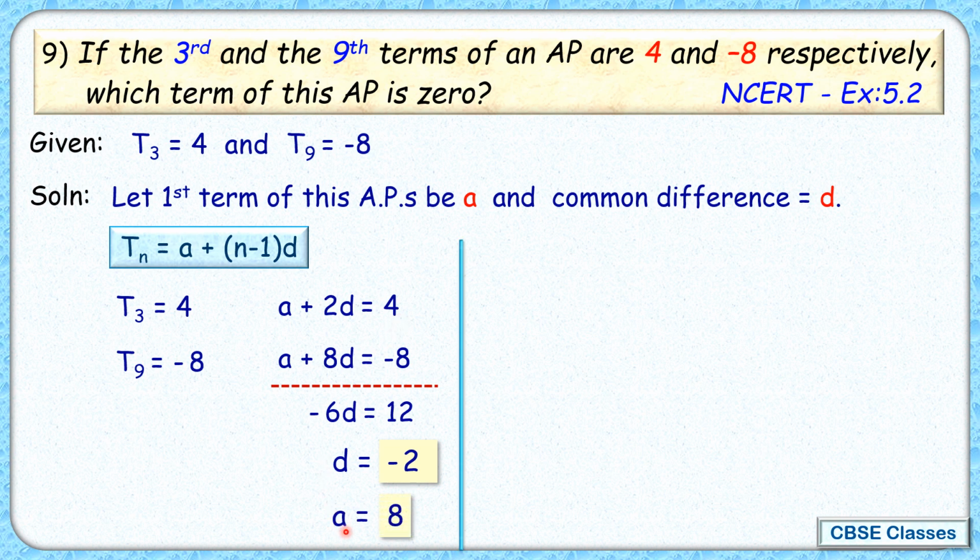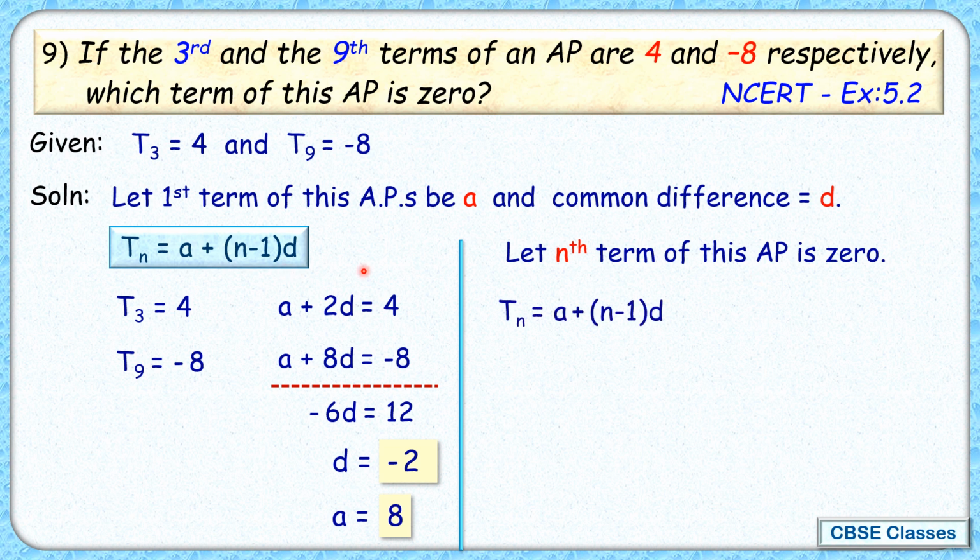Now that we have got a and d, we can find any term in this AP. So here let's assume that the nth term in this AP is 0. If the nth term is 0, then here we'll again apply the formula for Tn. The nth term formula is this. Now here this Tn is 0, a is 8 and d is -2, and we have to find the value of n.